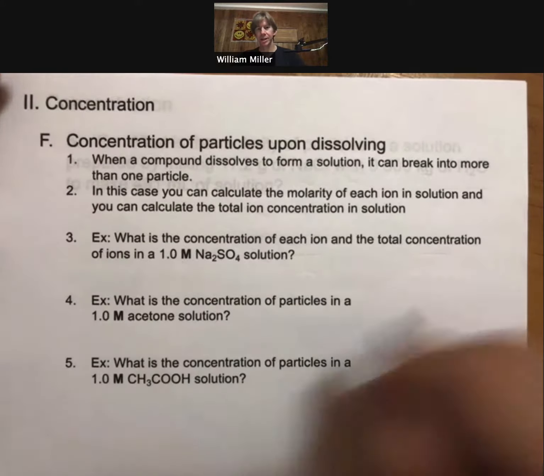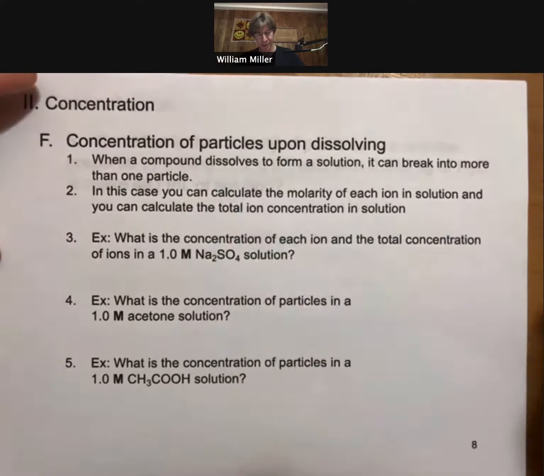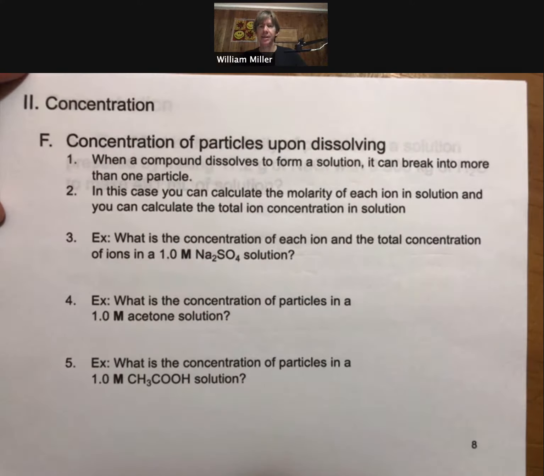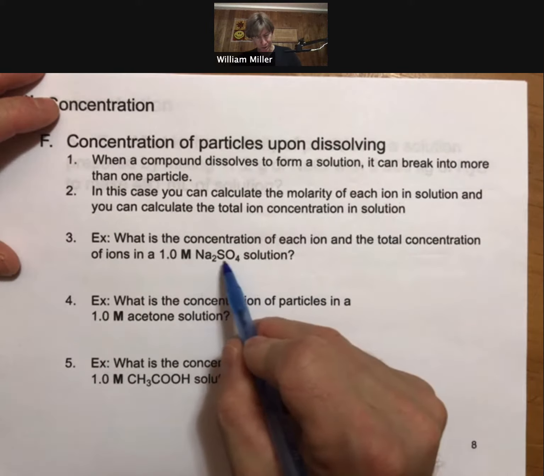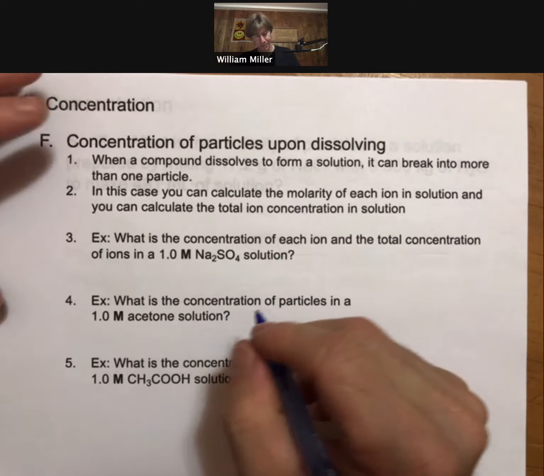Now let's talk about the concentration of particles upon dissolving. When a compound dissolves to form a solution, it can break into more than one particle. In this case, you can calculate the molarity of each ion in solution, and you can calculate the total ion concentration in solution. And that's if they are ionic compounds, like sodium sulfate.